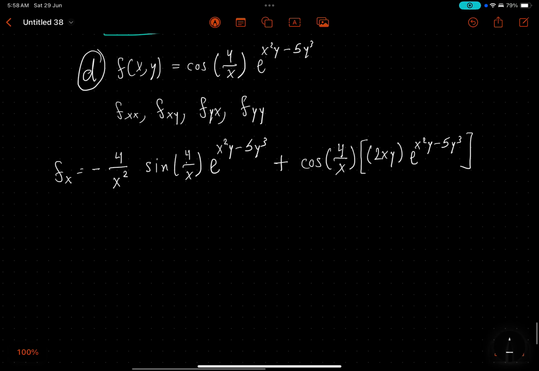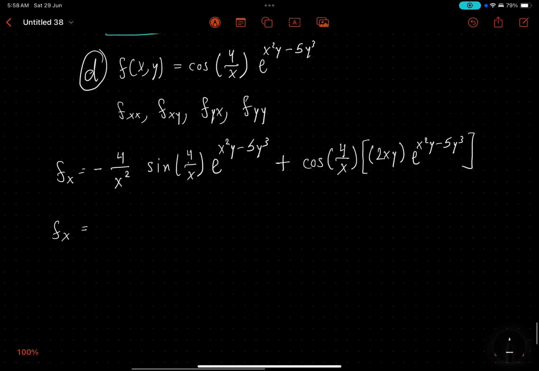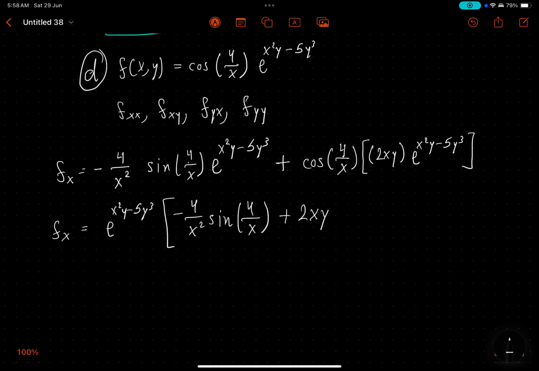Now let's try to simplify this. So we're going to get fx equals e to the x squared y minus 5y to the 3 times minus 4 over x squared sine of 4 over x plus 2xy cosine of 4 over x. Now this is our answer for the partial derivative with respect to x.